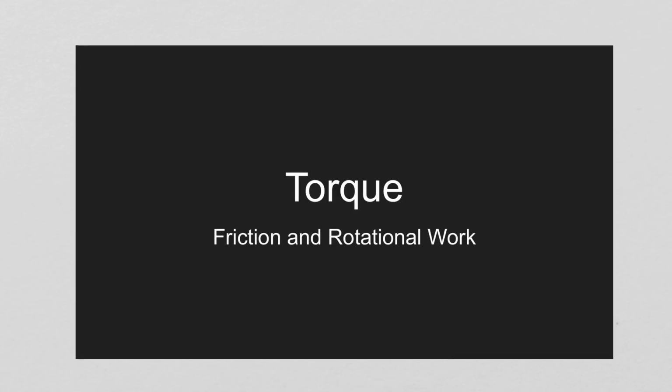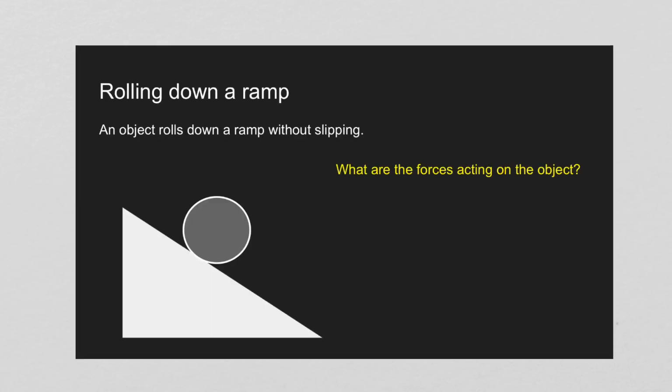We're going to look at why things roll. We're also going to look at rotational work. We've done linear work. Now let's see how it applies to things that spin. So the first thing we're going to look at is this object rolling down a ramp without slipping. We've used this condition before, but let's identify the forces on this object.